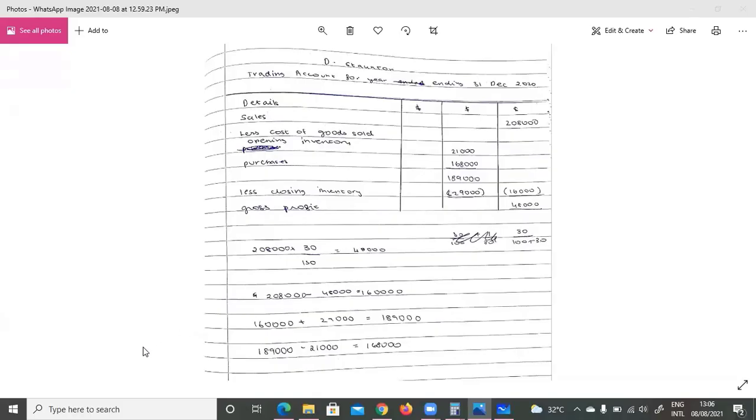Opening inventory, purchases 168. Okay. Good. Everything is good.